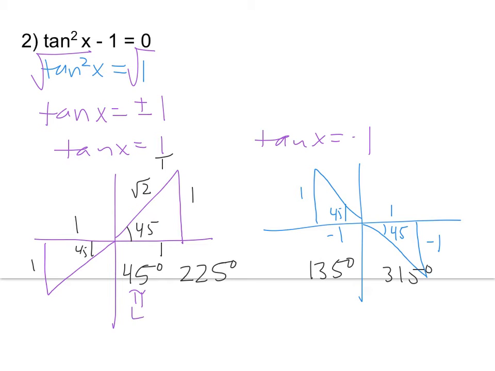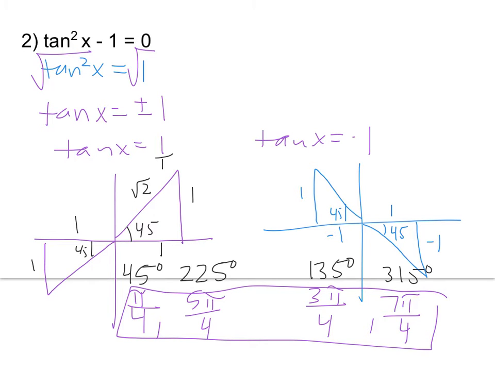So we have pi over 4 as an answer. We'd have 5 pi over 4 as an answer. We'd have 3 pi over 4 as an answer, and 7 pi over 4 as an answer. So in this problem we have 4 answers.